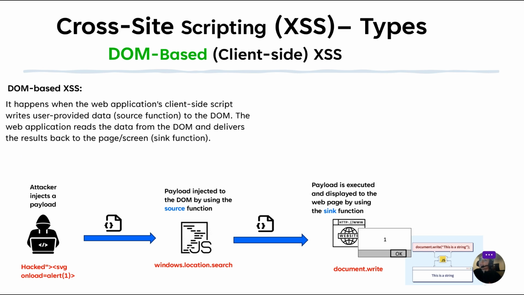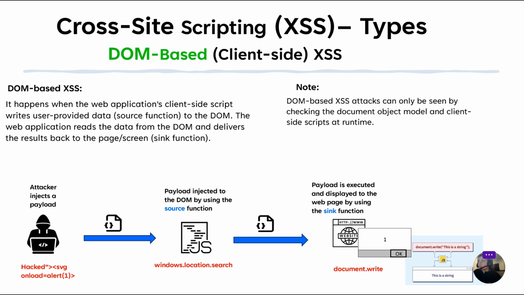In this case, DOM-based cross-site scripting happens when the web application's client-side script writes user-provided data, the source function, to the DOM. The web application reads the data from the DOM and delivers the results back to the page for us to see it. Also, something to note: DOM-based cross-site scripting attacks can only be seen by checking the document object model and client-side scripts at runtime.